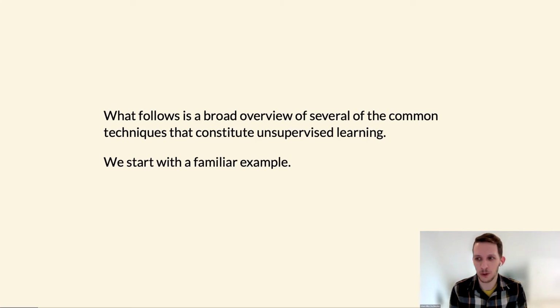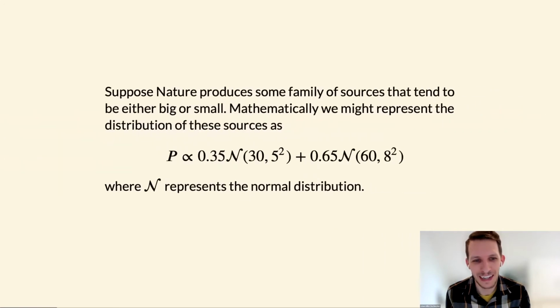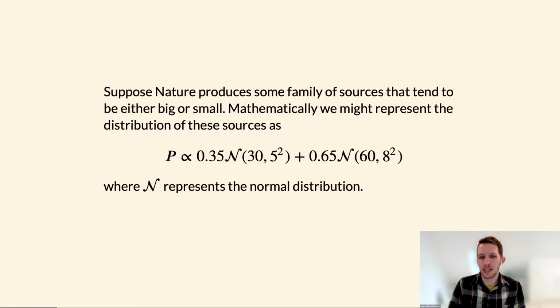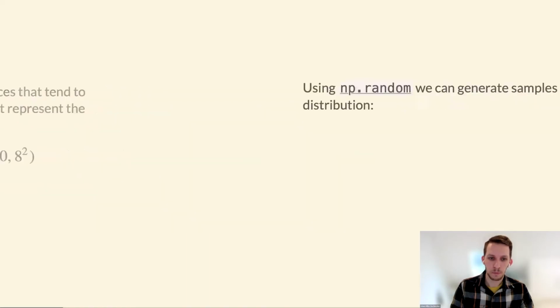And if you are about to roll your eyes, I apologize. You may want to keep your eyelids down so they don't get stuck. But suppose nature produces some family of sources that tend to be either big or small. So mathematically, we could represent this distribution of sources as something like the probability is 0.35 multiplied by a normal distribution centered at 30 plus 0.65 multiplied by a normal distribution at 60, where N is the normal distribution.